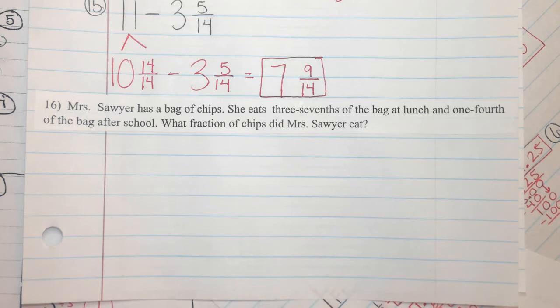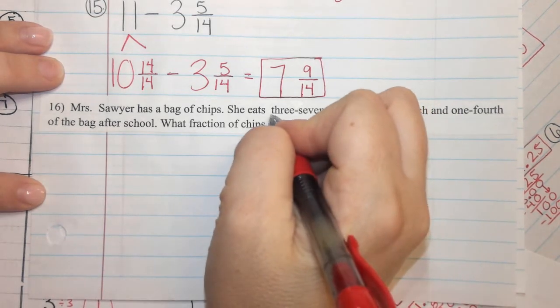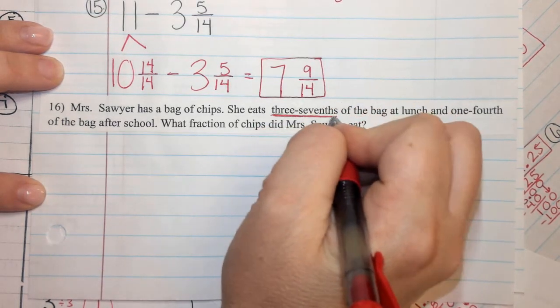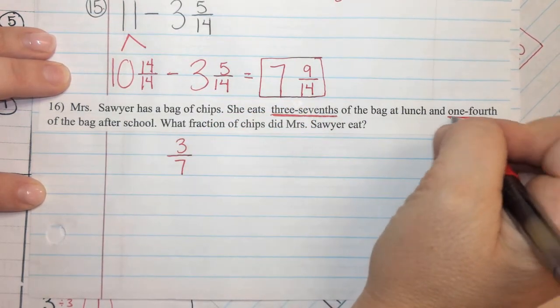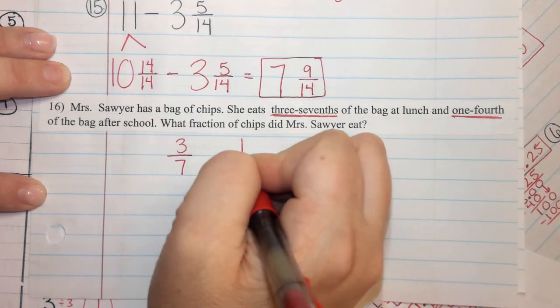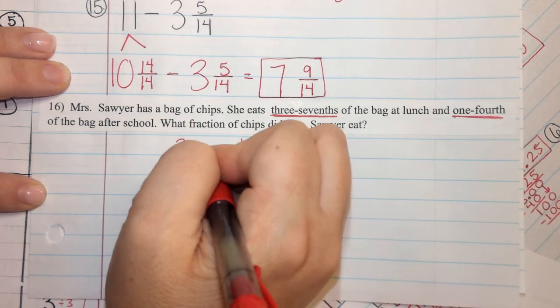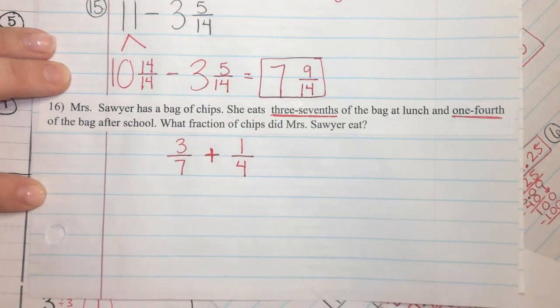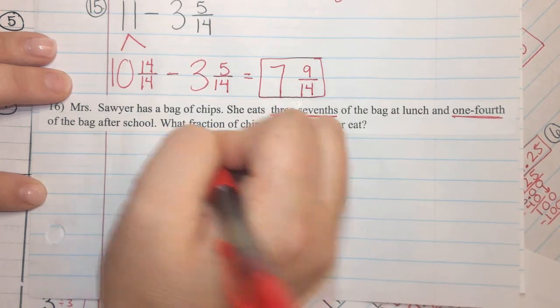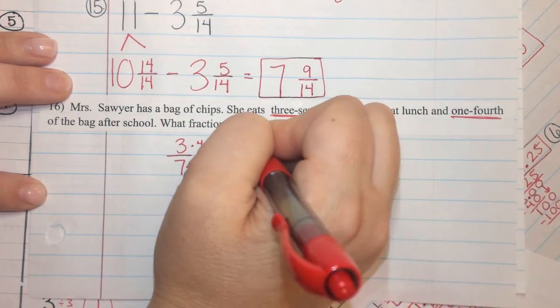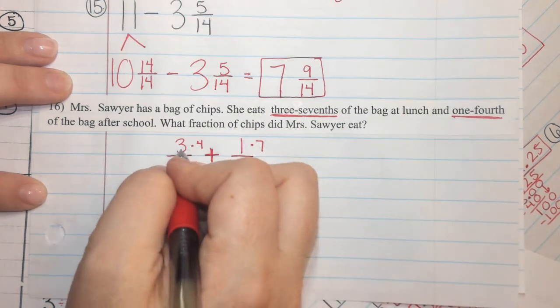Yes, ma'am. All right, so what two fractions does it give me in the word problem? Mason? 3/7. And how would I write 3/7? 3/7. And then it also gives me 1/4, which I would write as? 1/4. All right. And since I'm putting together all the potato chips that were eaten, we're going to add them. What is a good denominator for 7 and 4? Nolan? 28. So we're going to multiply 7 times 4 and the top times 4. We're going to multiply 4 times 7 and the top times 7. So my new problem, 3 times 4 is?